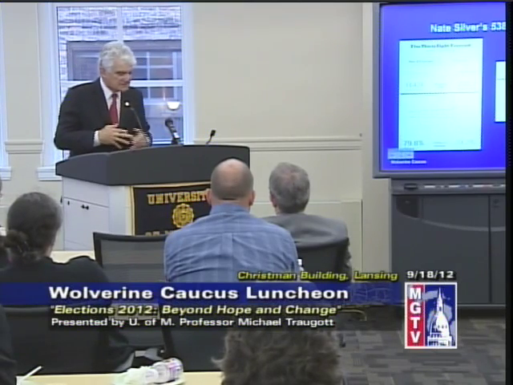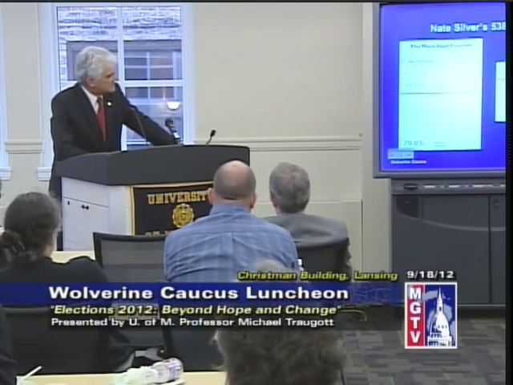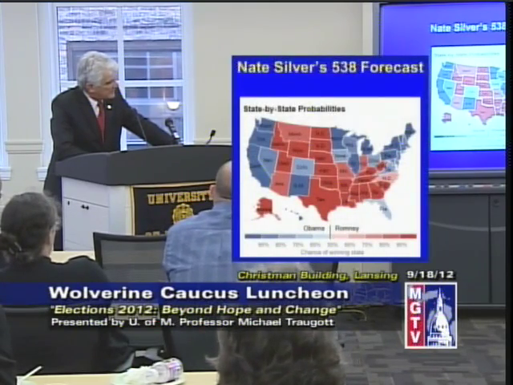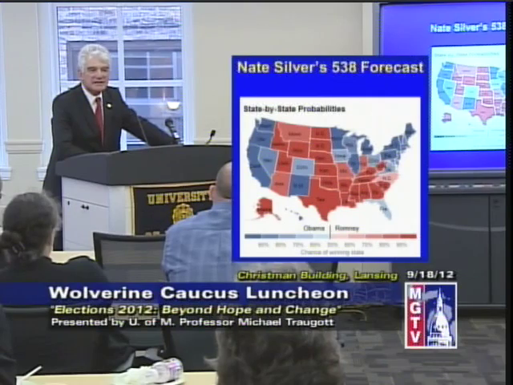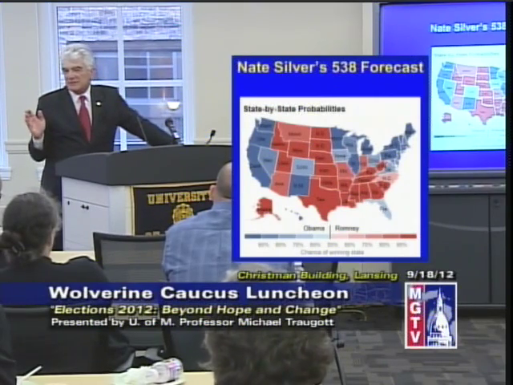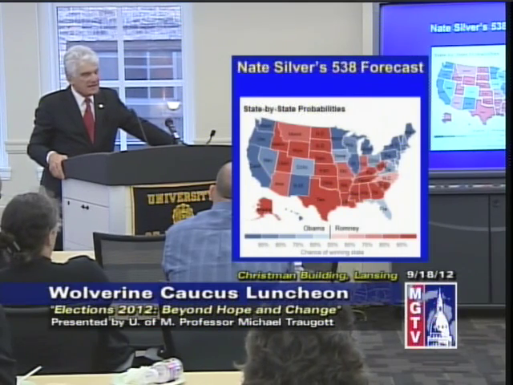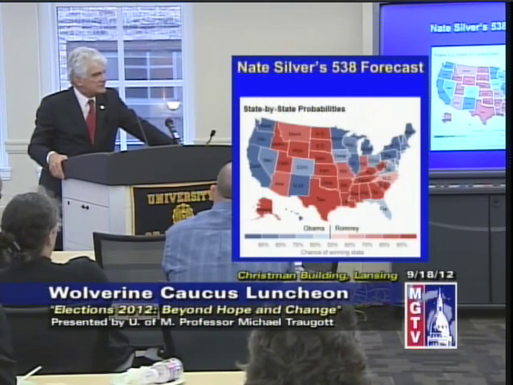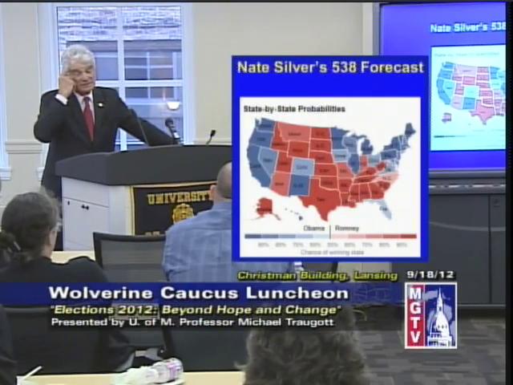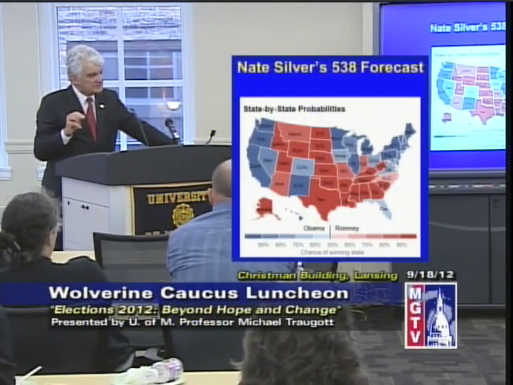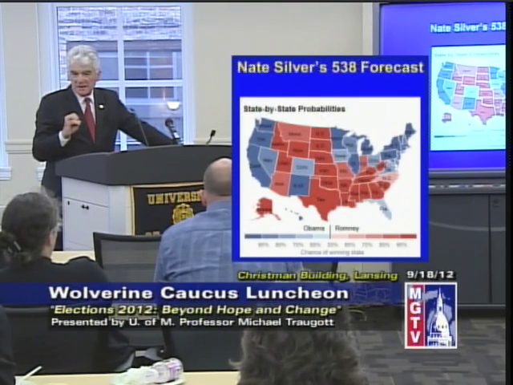And the answer is that when you do these simulations, you can think of them as producing a set or a sequence of paths to get to 270 or higher. And these simulations suggest, across a number of models and a number of methods, that there are more combinations of states that Barack Obama can use to get 270 electoral votes than Mitt Romney.